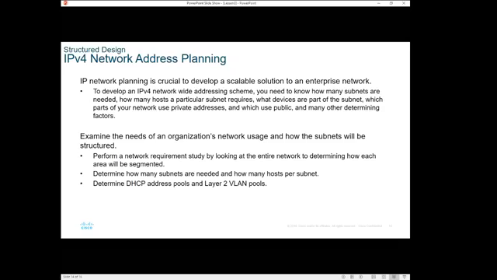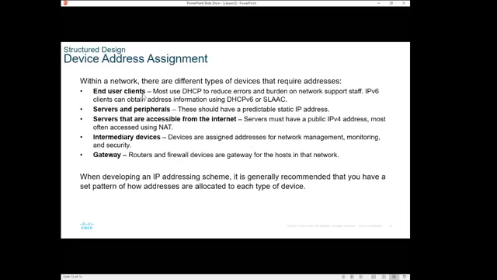Okay, and of course, within any given network, there are different types of devices. You have end user clients, and in most organizations, as they start embracing BYOD, bring your own device, you need to also take that into consideration. You're not going to be manually assigning IP addresses. Most organizations will consider using DHCP to reduce errors and burden on network support staff. And also, sooner or later, there'll be a need for IPv6. So in CCNA 2, we will start looking at DHCP version 6 and stateless address autoconfiguration, or sometimes called SLAAC.